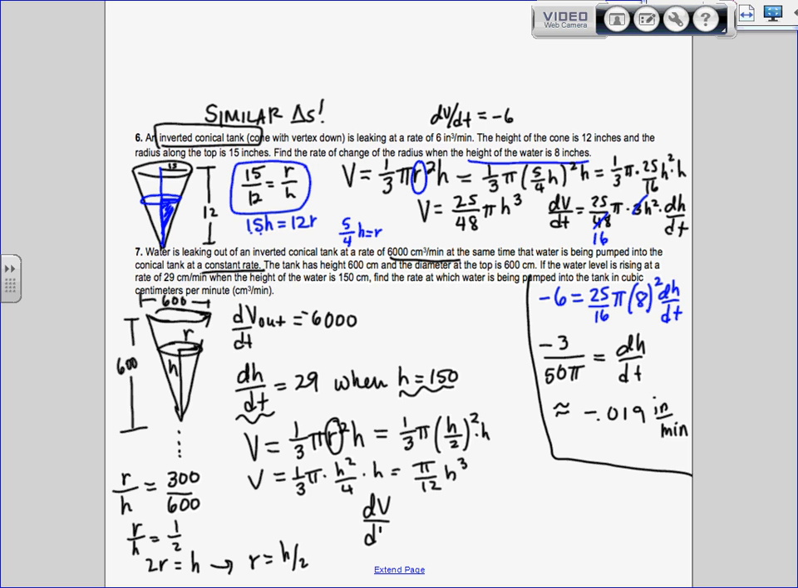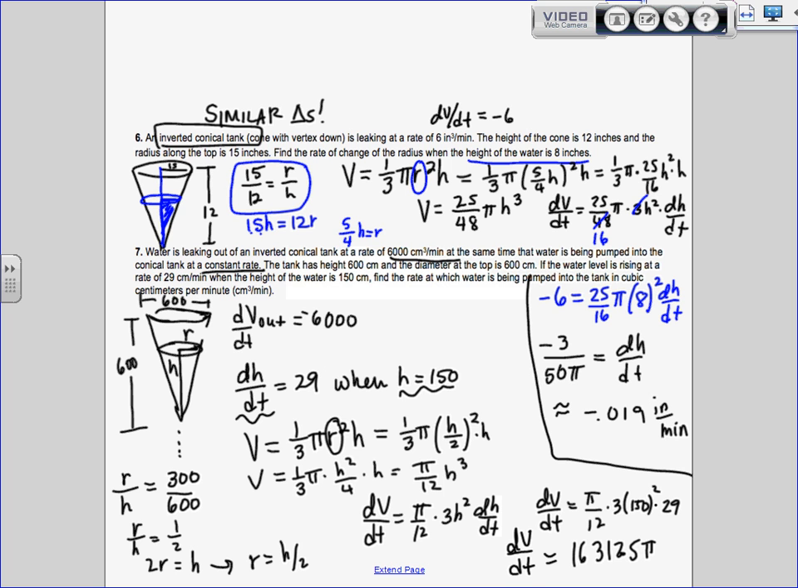Okay, now I take the derivative, dV over dt. So I get pi over 12 still out front, and when I take the derivative of h cubed, I have 3h squared dh over dt. Okay, and I knew what dh over dt is. So I have dV over dt, which is what I'm trying to find, equals pi over 12 times 3 times 150 squared times dh over dt, which is 29. That's a 150 in there. It's kind of messy. So 150 squared times 3 times 29 divided by 12. It's a big one. 163,125 pi. Okay, that's the rate of change of the volume.